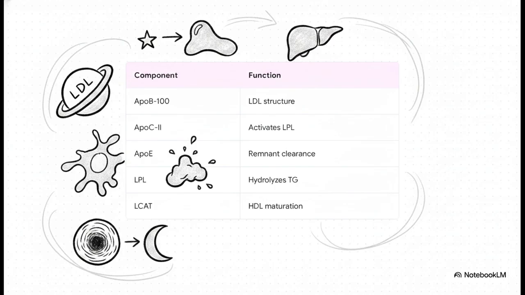And speaking of those enzymes, once LPL is activated, it goes to work aggressively hydrolyzing triglycerides into free fatty acids and glycerol to give your tissues energy. Finally, we have LCAT. This is an enzyme that's totally crucial for HDL maturation. It actively converts free cholesterol into cholesterol esters so they can be packed tightly into the HDL core for a safe trip back to the liver. Honestly, it's just a perfectly calibrated machine.